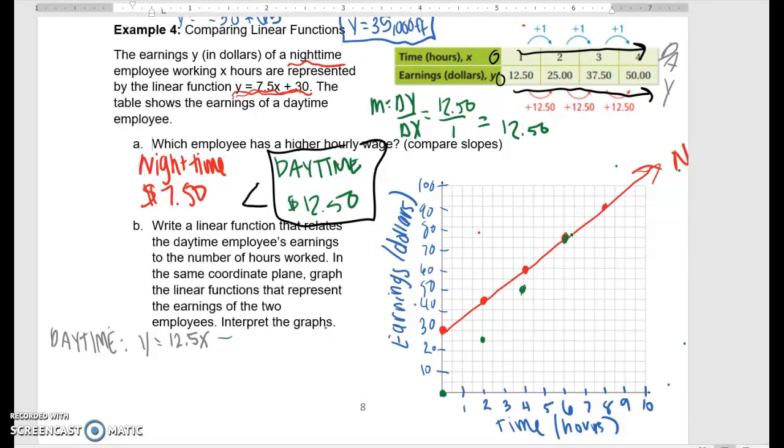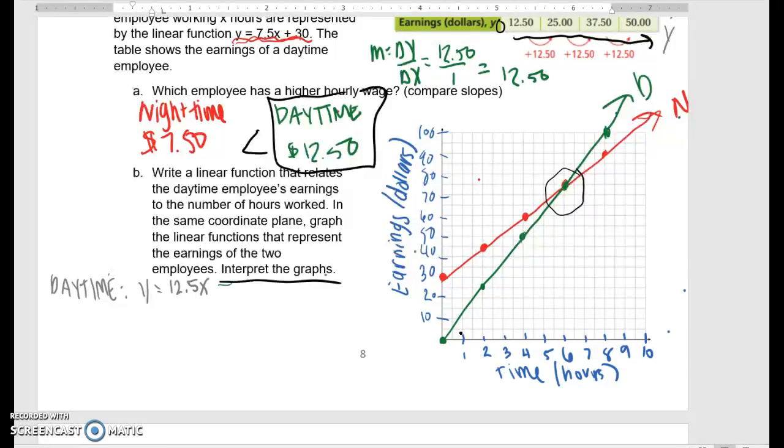And then we'll give you 100. And then once again, I'm going to do my best to try to make that as straight as possible. And then, so there's my daytime employee. So as you can see, the daytime employee, even though it has a higher hourly wage, doesn't earn more money than the nighttime employee until you have worked a total of 6 hours, because you can see that they intersect at the 6-hour mark. So they ask you at the last sentence to interpret, and that's exactly what I'm going to say.